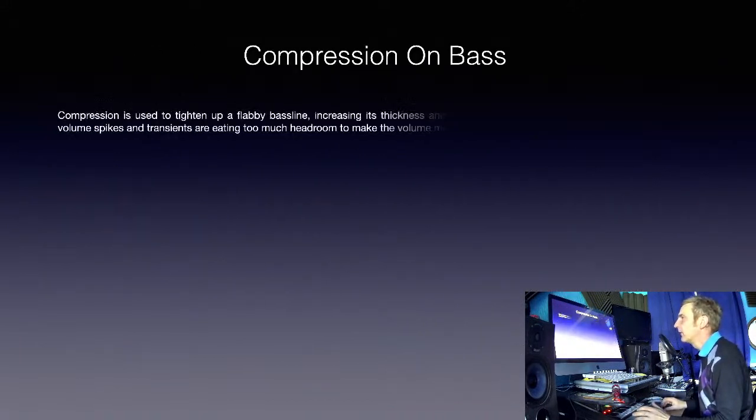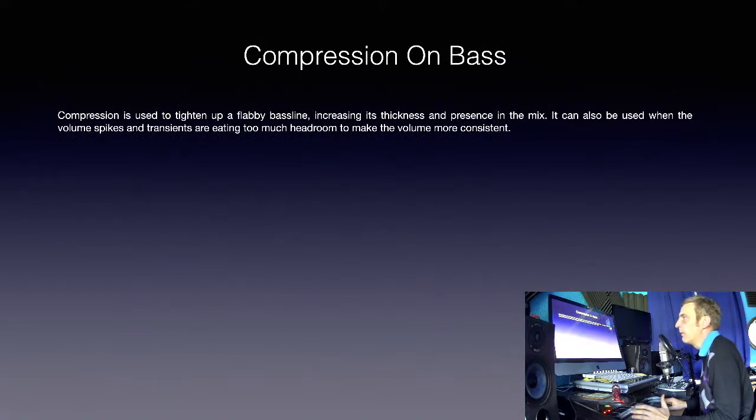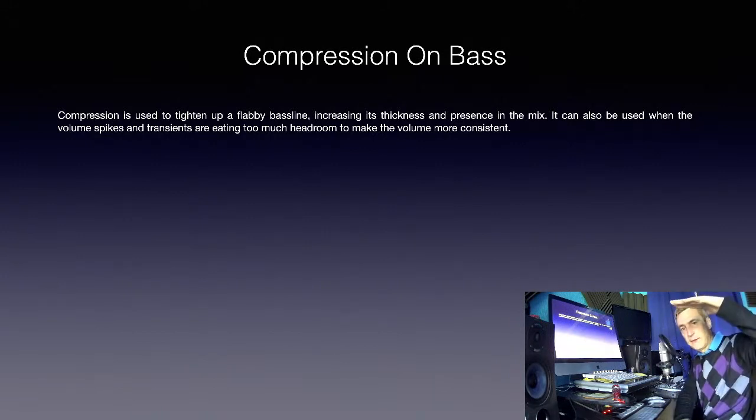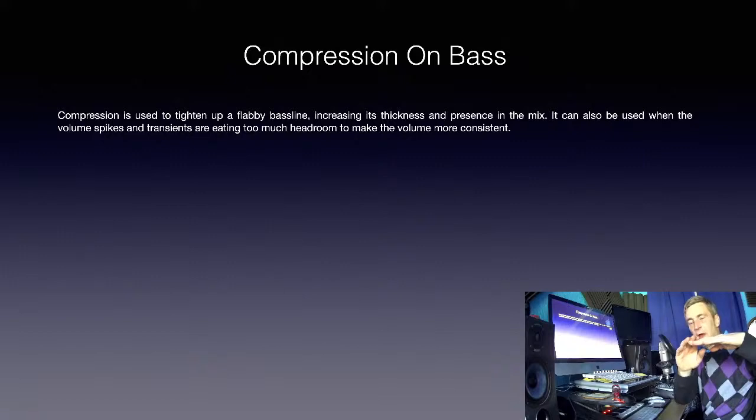So, compression on bass. Compression is used to tighten up a flabby bass line, increasing the thickness and the pressure in the mix. How a compressor works, basically in a nutshell, is that it's looking to tame the high peaks, so anything that's peaking above the threshold level that we have. If we set a ratio of 2 to 1, anything above the threshold will be cut by 2 decibels. If it's a 4 to 1 ratio, everything above the threshold you set will be cut by 4 decibels. So that's where you have to bring the makeup gain into play.